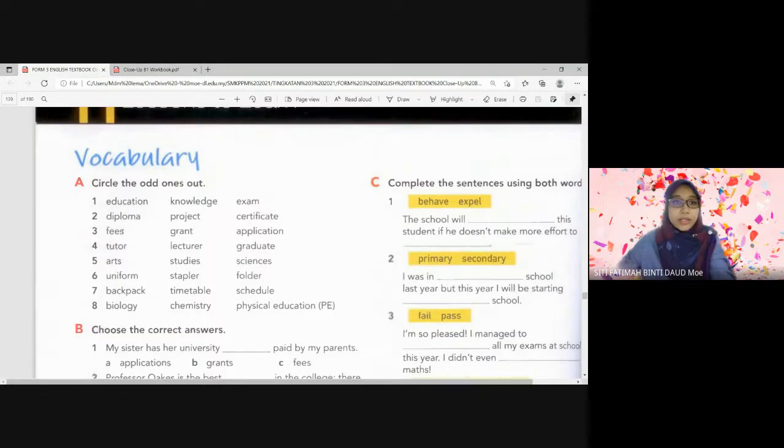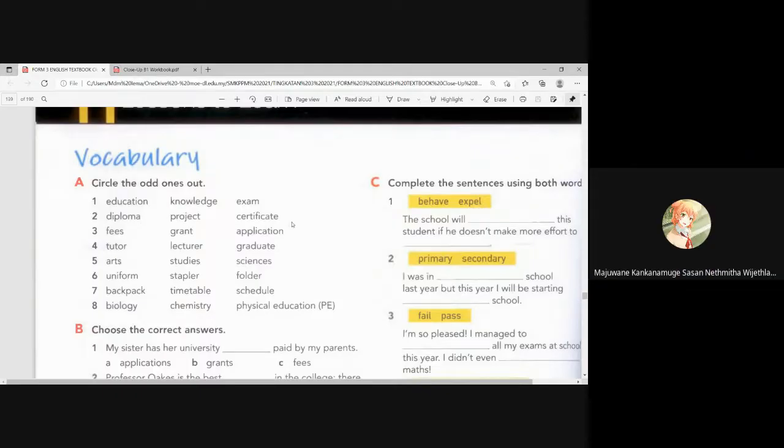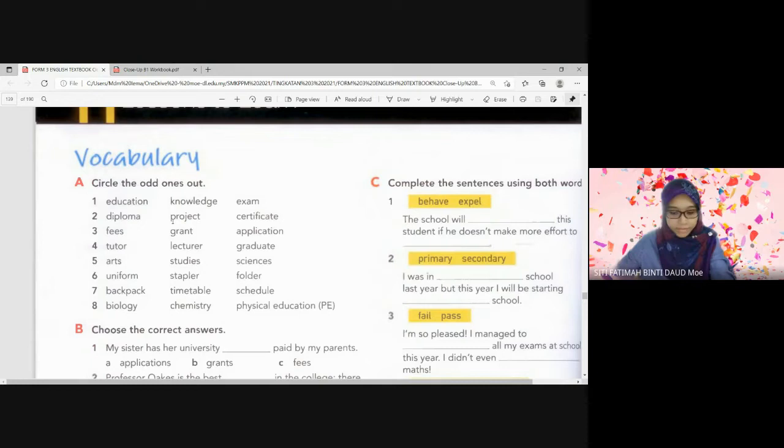All right, number 2, diploma, project, and certificate. Project. Yes, because diploma and certificates, they are awards when you completed a course of studies. But project, okay, it's a piece of work. Project is a work. But this one is what you get when you complete something, the course.